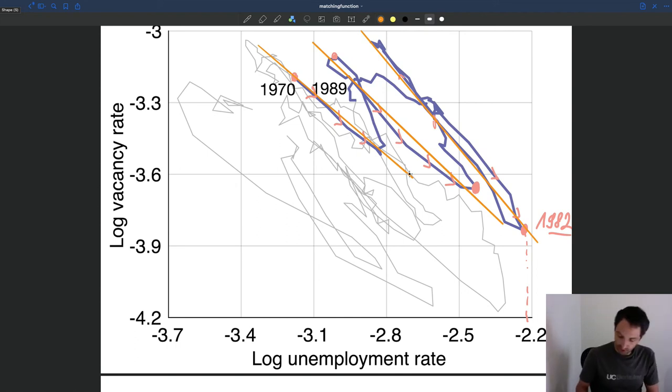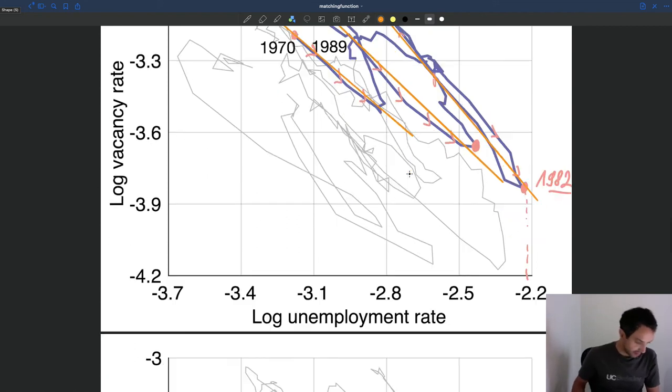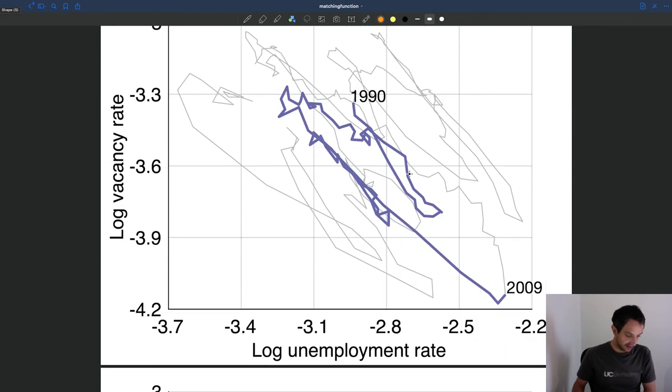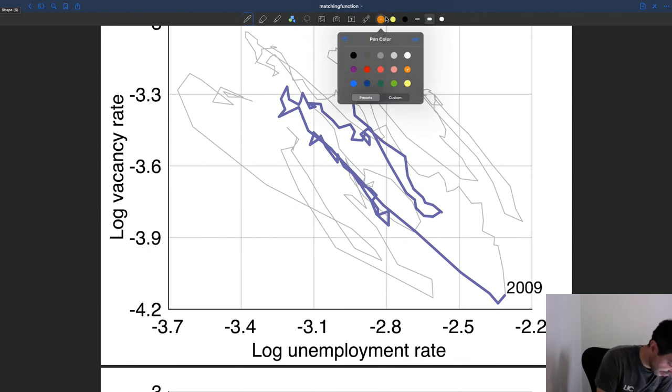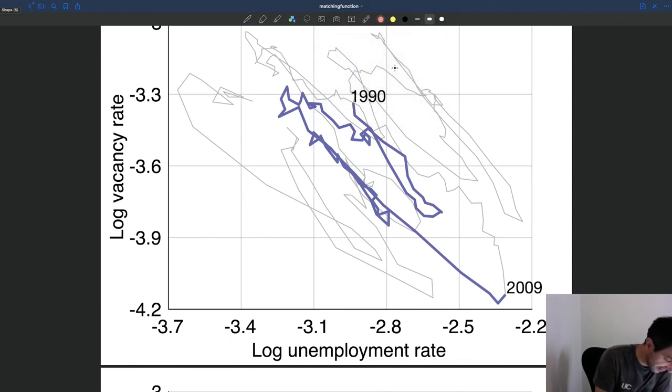So then we can move on. So here we are stopping in 1989, then we can see another 20 years of data, the 90s and 2009. So this one is particularly interesting. Now we're getting closer to modern times. So in the 90s, we start from here, you have first a recession, the Gulf War recession. Then the economy recovers here.